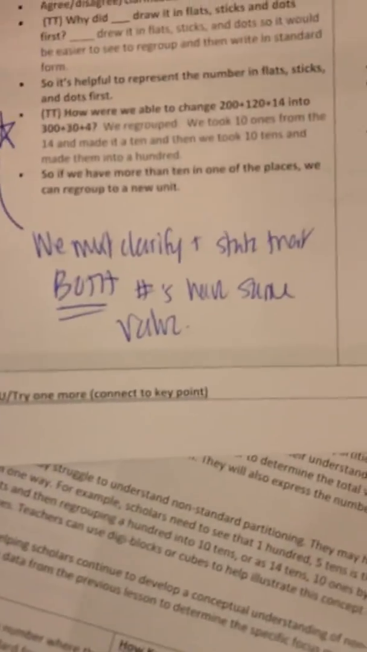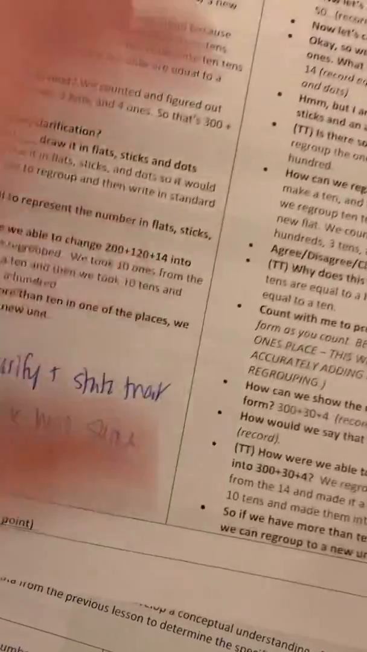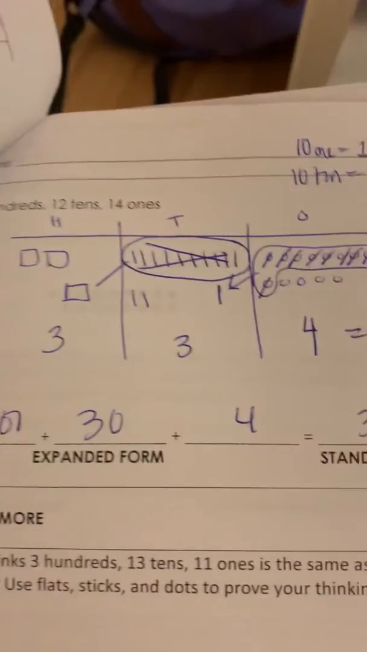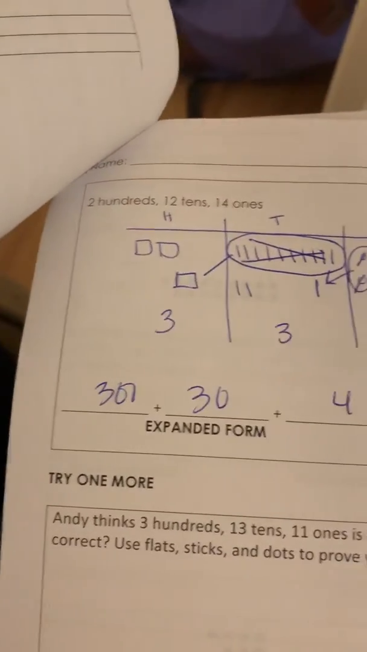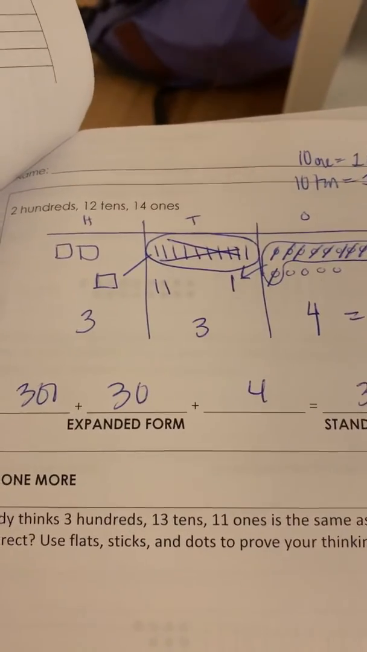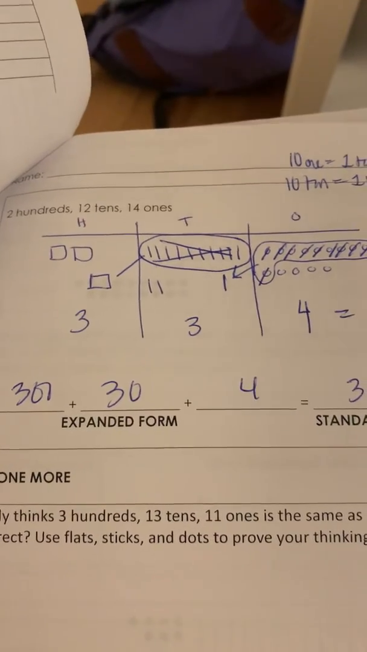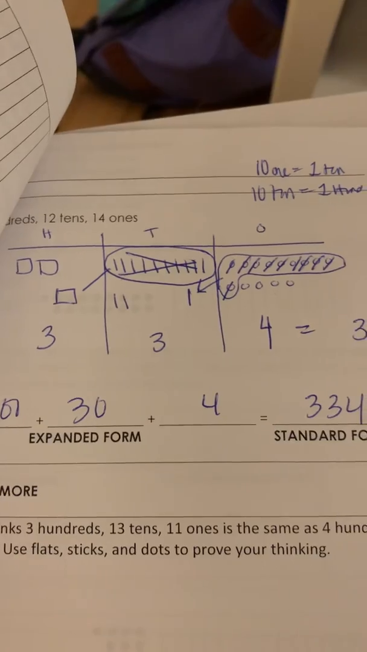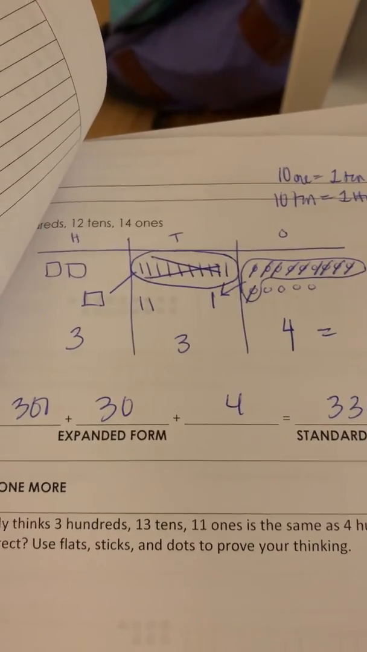334. The one thing I'll say that's not obvious in this lesson plan is we must clarify and state that both numbers have the same value. So 2 hundreds, 12 tens, 14 ones is the same as 3 hundreds, 3 tens, 4 ones. They're not different values. They have the same value. They're just being expressed in different ways. And so when we're regrouping, we're not changing the value. We're actually just creating an equivalent value in a different form.